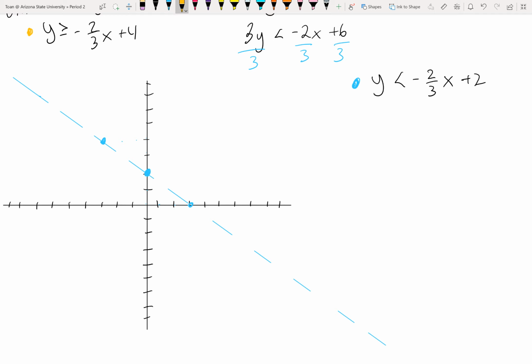Let's do the yellow graph. The y-intercept is a 4. Oh, I got to do the shading. I forgot to do the shading. So for the blue graph, it's strictly less than. Less than makes me think of down, so I'm going to shade down.